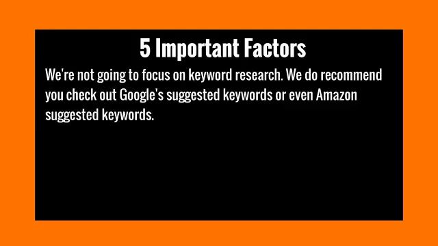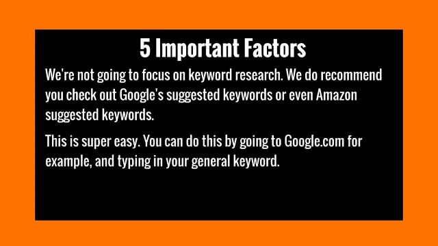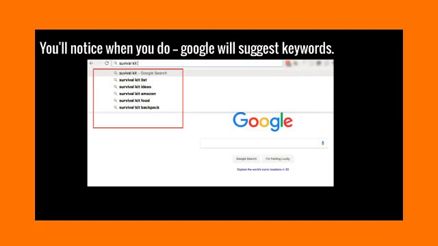Now, we're not going to focus, like I said, on keyword research, but we do recommend that you check out these suggested keywords. Now, what do I mean by that? Well, Google has what we call suggested keywords. Amazon.com also has a list of suggested keywords. Now, this is what happens, and this is super easy. You can literally find the main keyword and a list of specific keywords within a few seconds. So here's what I want you to do. You can do this by going to google.com, for example, and typing in a general keyword. So you'll notice that when you do, Google will suggest keywords.